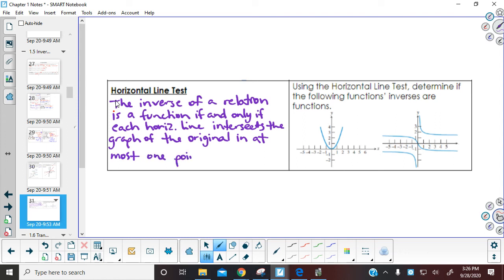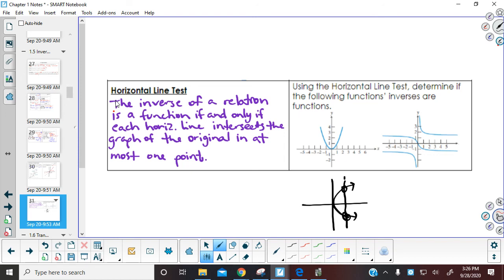Okay, so let's look at this graph over here. Notice it says using the horizontal line test, determine if the following functions' inverses are functions. So right now, in this first one, you see a parabola. This original is a function. Now, if you were to go ahead and do the inverse, you could see something like this. It's going to look like that. Now, if the parabola looks like that, obviously it's not a function because it would fail the vertical line test.